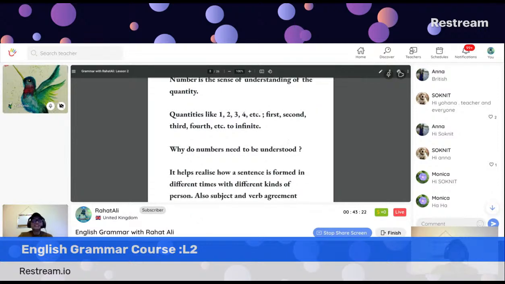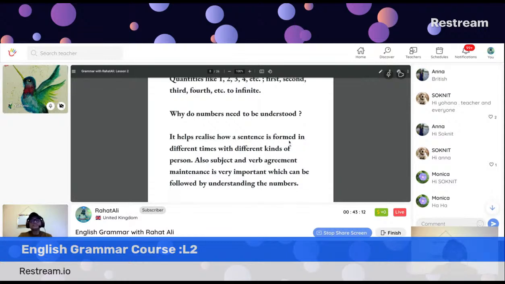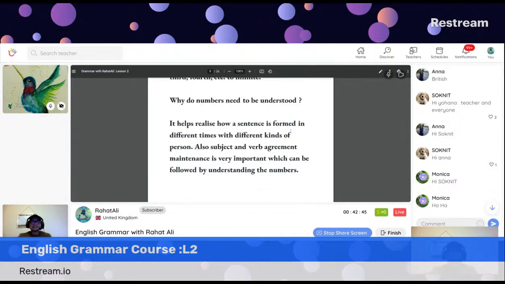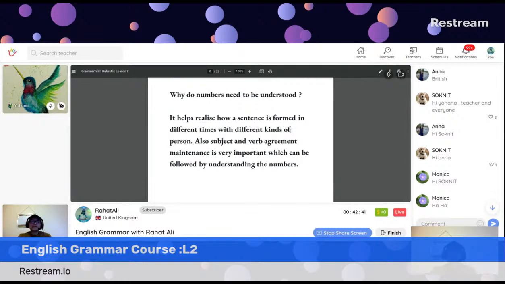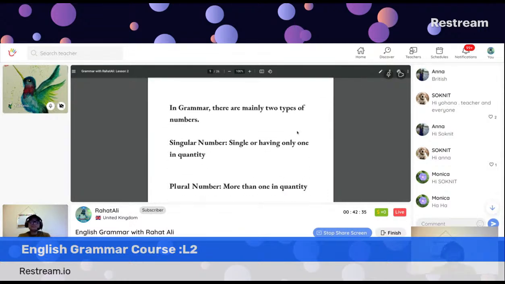Okay. Why do numbers need to be understood? It helps realize how a sentence is formed in different time with different kinds of person. Also, subject-verb agreement. This is one of the important grammatical features here. That means if the subject is singular number, verb should be singular number. Then similarly, if the subject is plural number, verb should be plural verb. So we are going to explain a little bit later what is a singular verb, plural verb. Okay. So I'm sure you know that there are two types of numbers, mainly in English grammar.